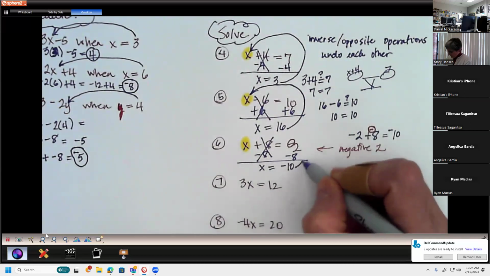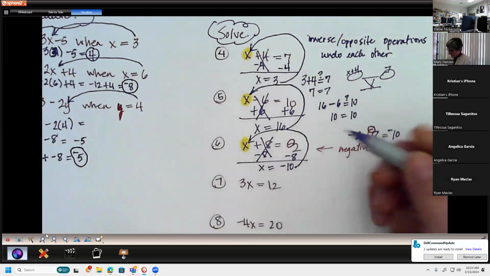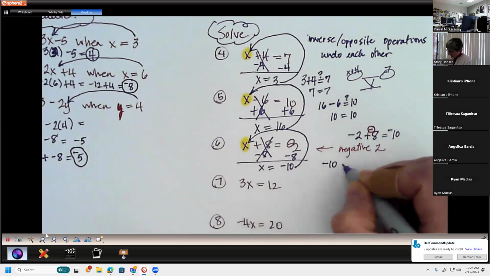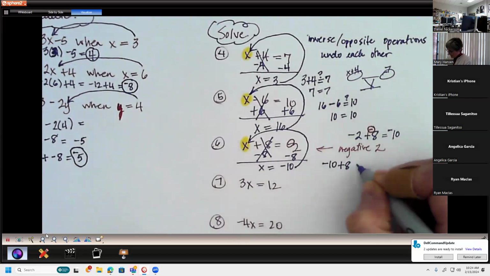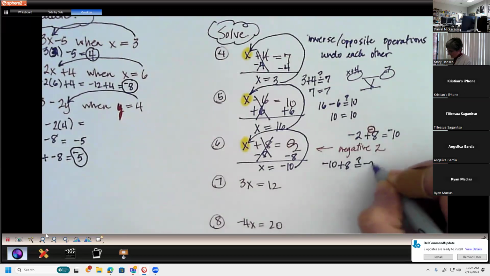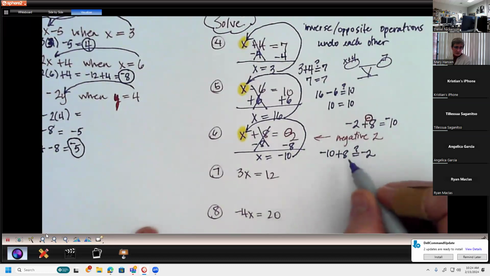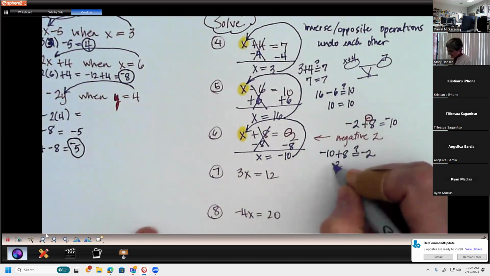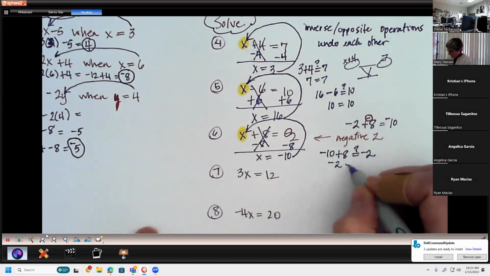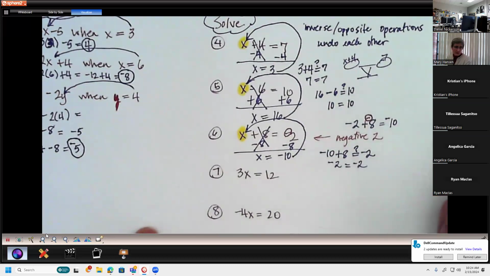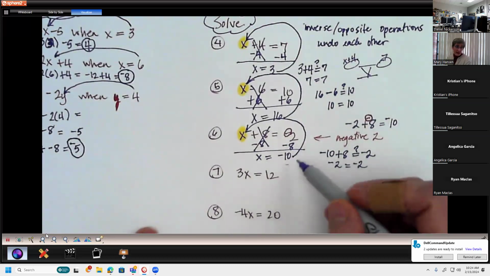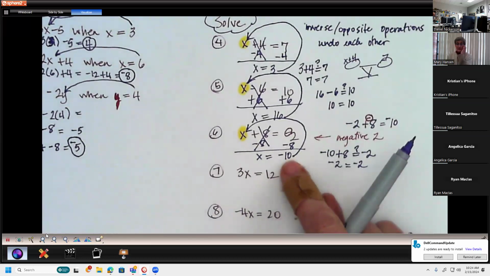And then in number 6, I can put in that -10. We're asking, is -10 plus 8, is that equal to -2? -10 plus 8, signs are different. So I subtract, I keep the sign of the larger. And yes, -2 is equal to -2. So that means my answer of -10 is correct.